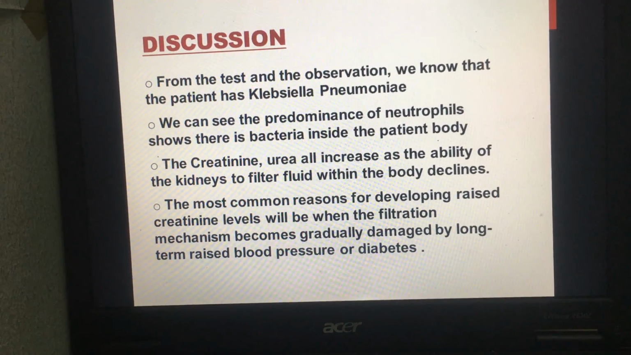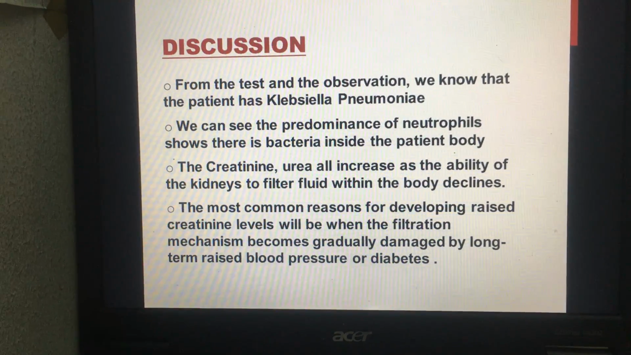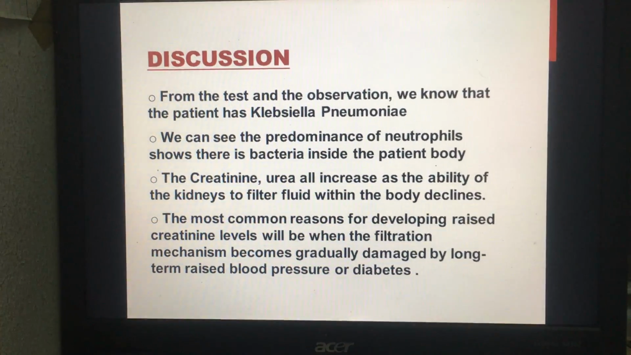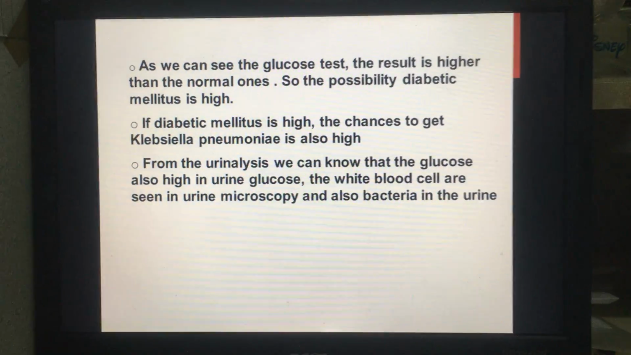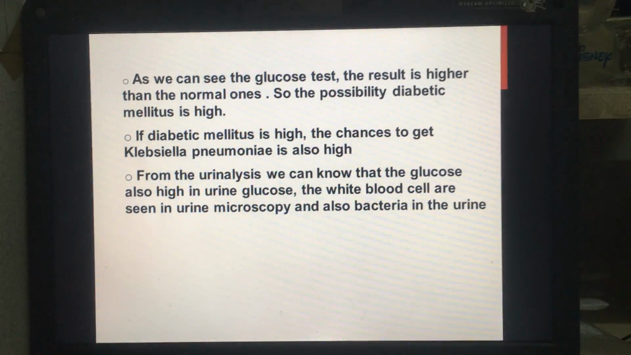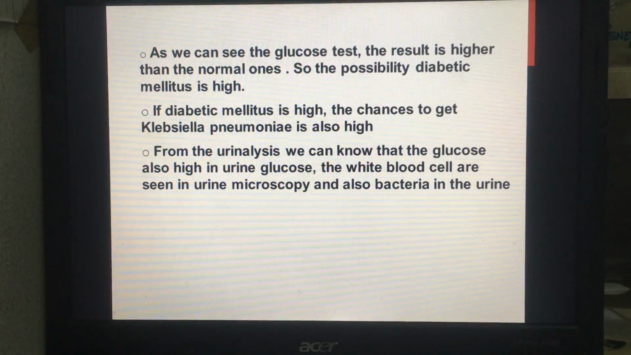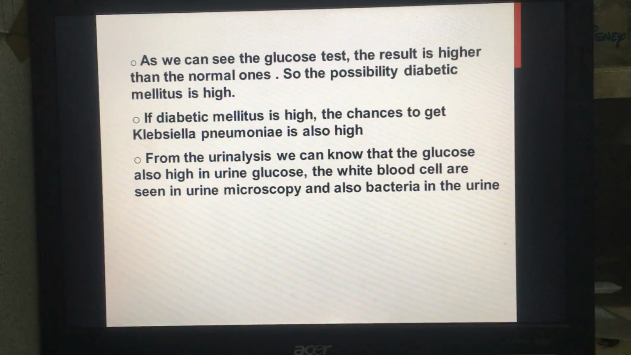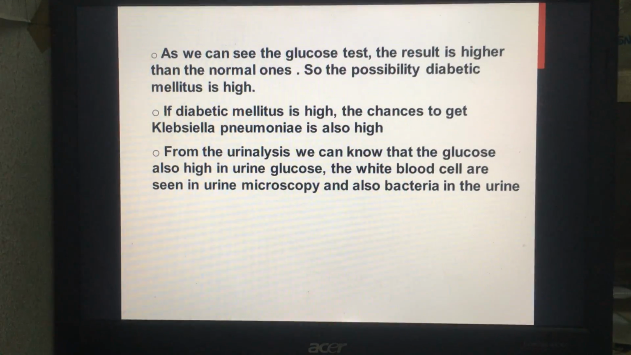Most common reasons for rising creatinine levels are that the filtration mechanism becomes gradually damaged by long-term high blood pressure and diabetes. Okay, we can see the rise of blood pressure as we checked at the patient introduction, and diabetes is next. Diabetes we can see from the glucose test, where the result is higher than normal, so the possibility of diabetes mellitus is high.